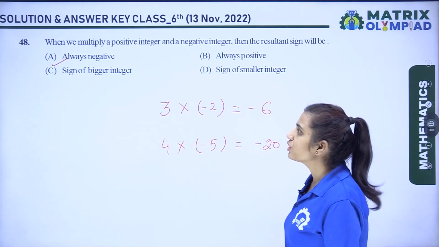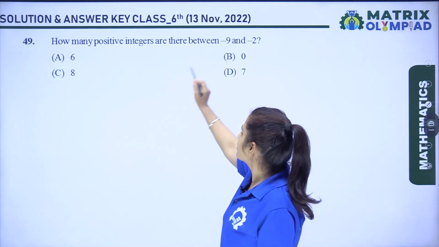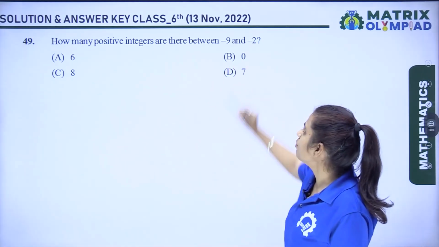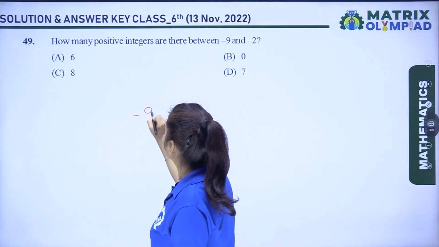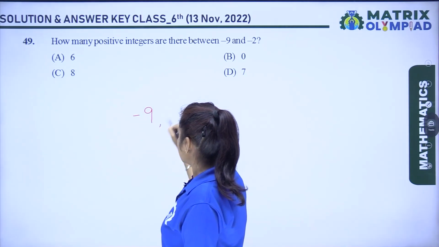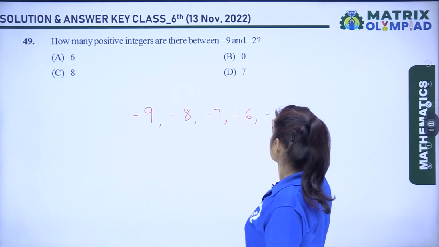Now, let us move on to the next question, question number 49. How many positive integers are there between minus 9 and minus 2? Let us find out how many integers are there. It's minus 8, minus 7, minus 6, minus 5.